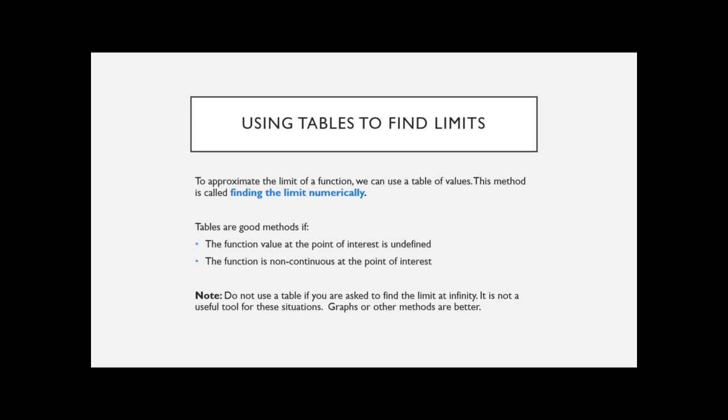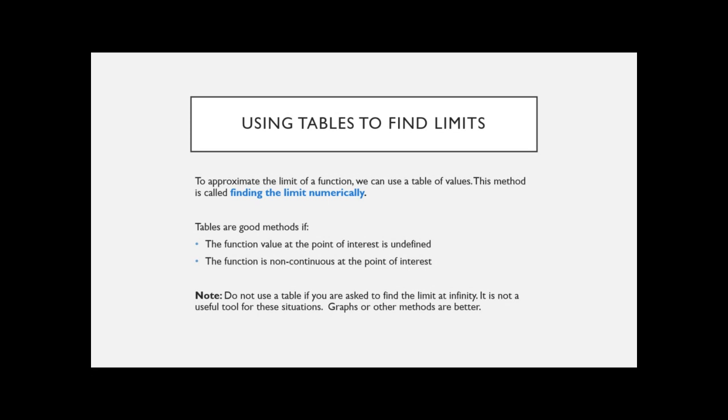We call this finding the limit numerically, because you're basically plugging in numbers, and then you're looking at a list of numbers, and you're trying to see, well, where are those numbers heading towards? Does it look like they're approaching a certain value? Tables are not good for every situation. A table is a good method if you have something that's undefined. This is great if you have vertical asymptotes or if you have holes in your graph.